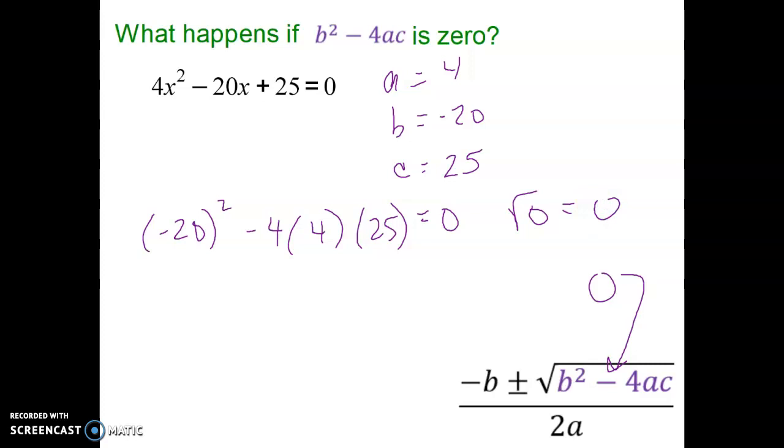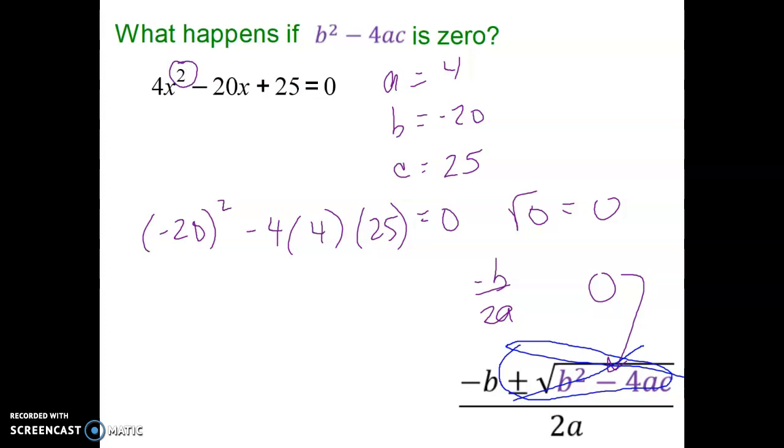Well, 0. So that means when I go to do the quadratic formula, this whole part is going to go away. Because if I add 0 or I subtract 0, I end up with the same thing, right? Negative b plus 0 is negative b. Negative b minus 0 is negative b. So it doesn't change regardless of whether I add or subtract 0. It's still going to just be negative b over 2a. Okay, well that seems weird because negative b over 2a is just equal to one thing.